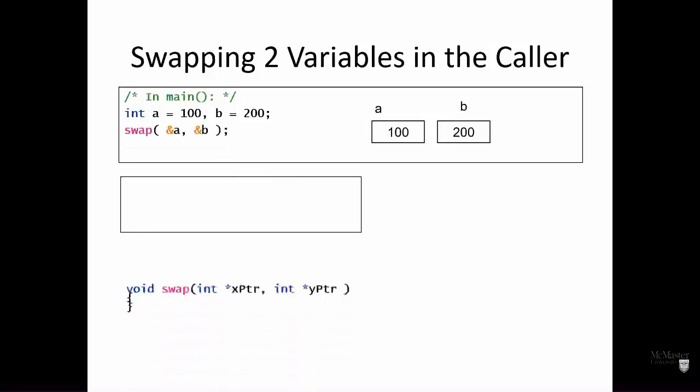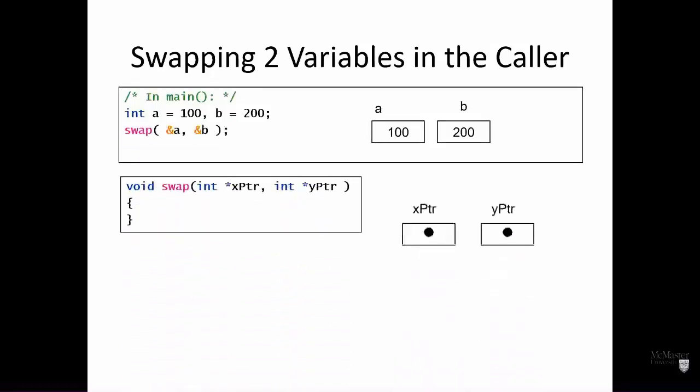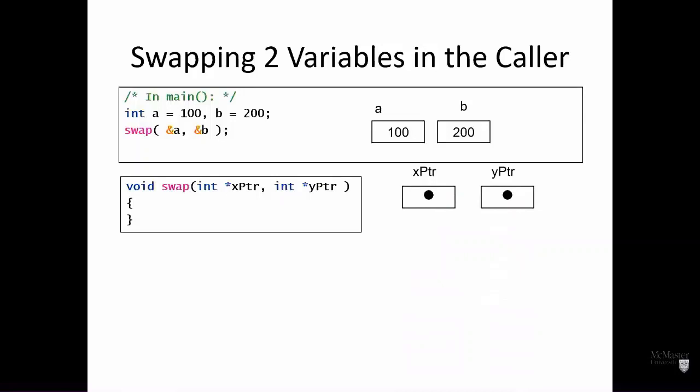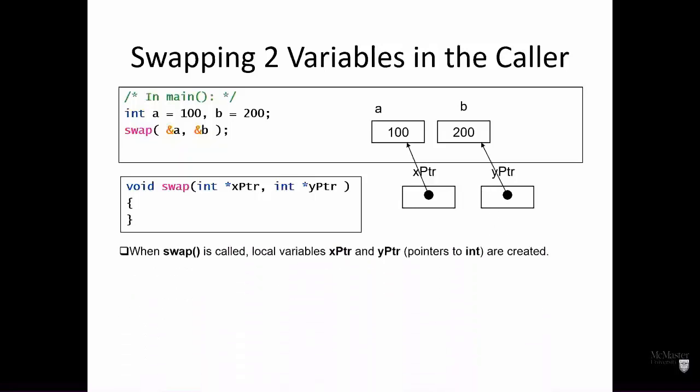So, if you want to see what's going on, assume A and B are 100 and 200. You define these two pointers. Right now, they are not pointing to anything. But once you call the function that goes to swap, this X pointer will take the address of A, this Y pointer will take the address of B.